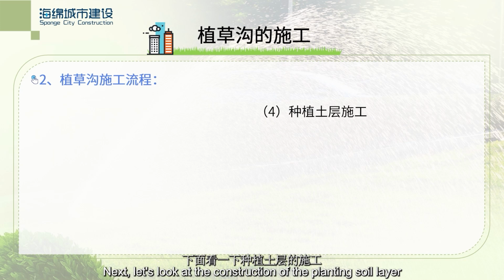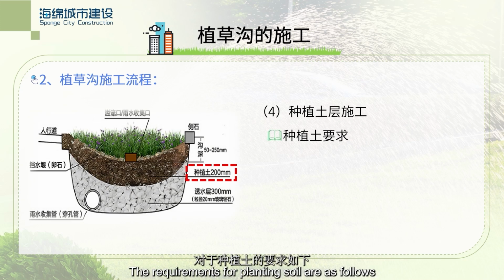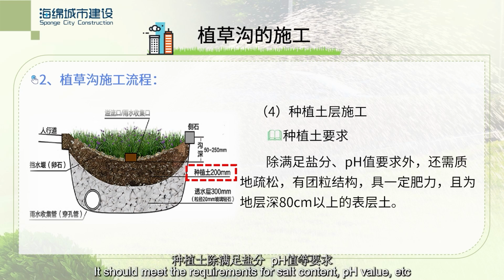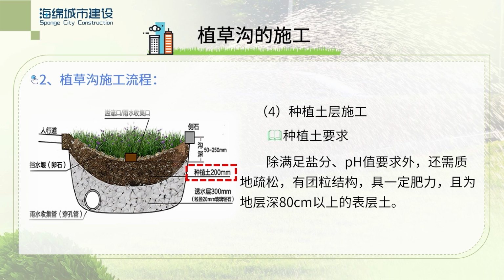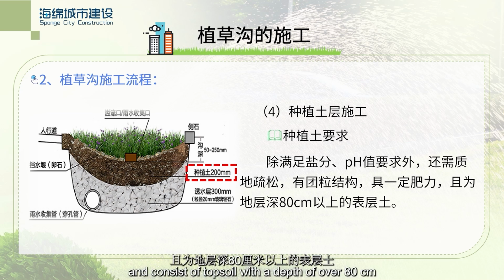Next, let's look at the construction of the planting soil layer. The requirements for planting soil are as follows. It should meet the requirements for salt content, pH value, etc. It should also be loose in texture, have an aggregated structure, possess certain fertility, and consist of topsoil with a depth of over 80 centimeters.